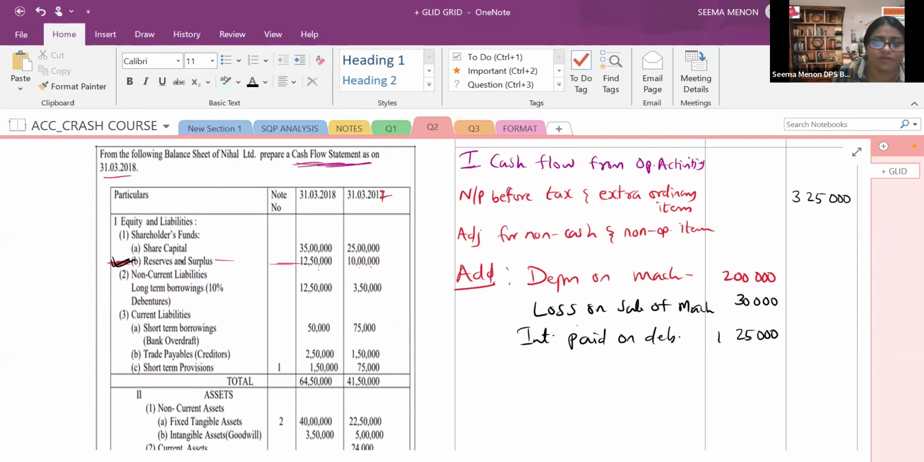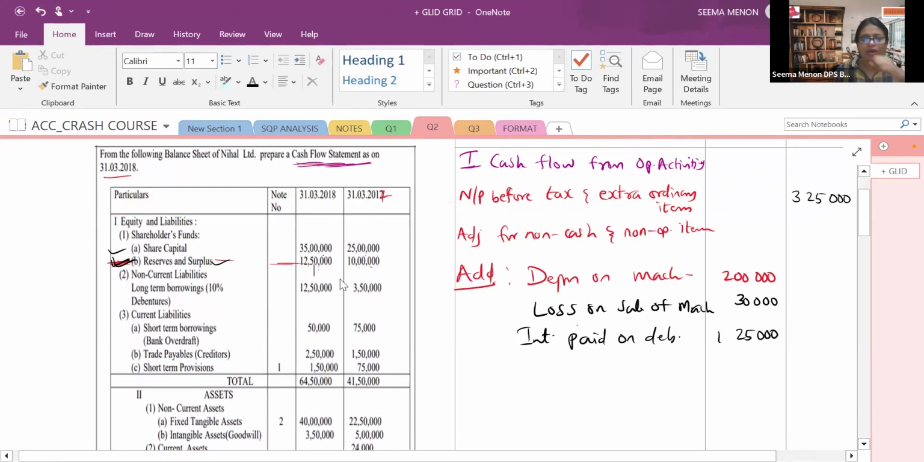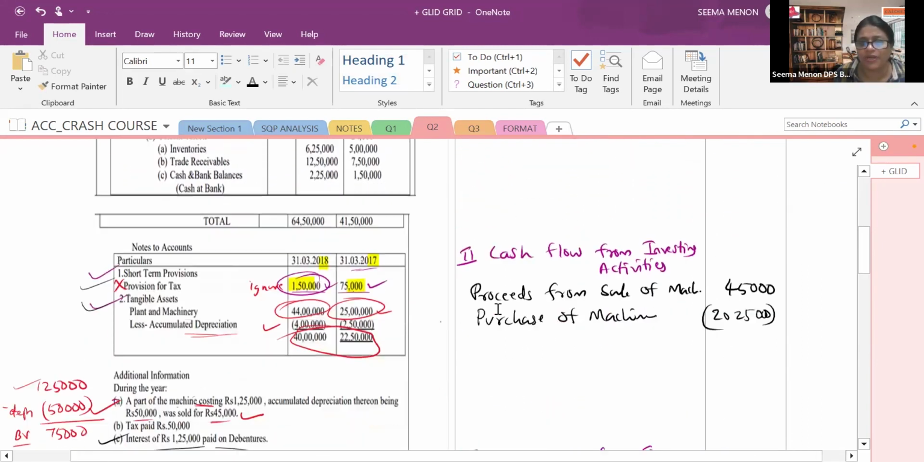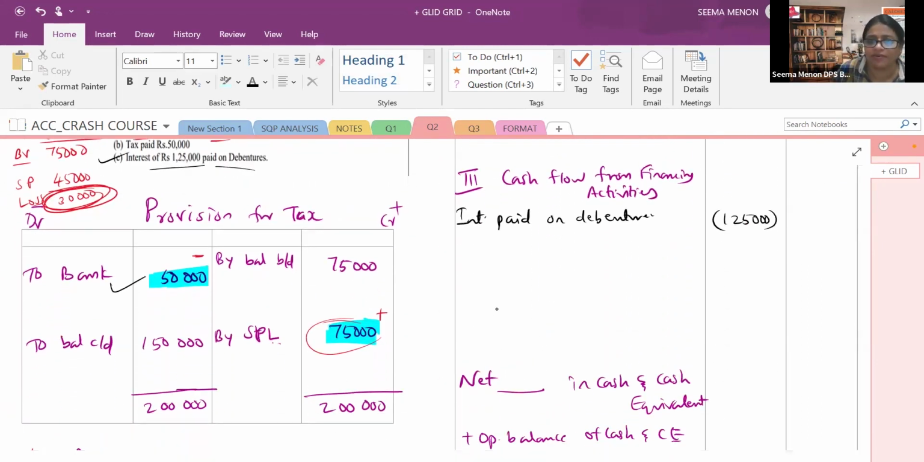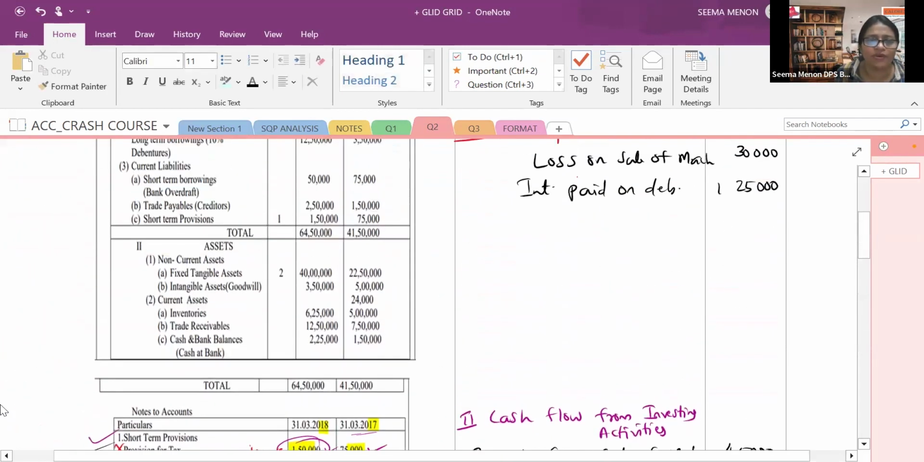Now let's discuss the first item, because the second, reserves and surplus, we already discussed. Now share capital. Share capital in the beginning was 25 lakh and it is now 35 lakh. So there is an increase of 10 lakh rupees. I hope you agree. That is an inflow, so the 10 lakh we will show in financing activity. Here you will write proceeds from the issue of shares, 10 lakh. This is an inflow. Then we are moving ahead into the balance sheet.